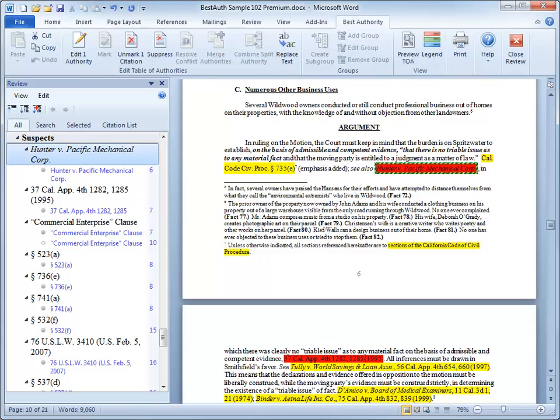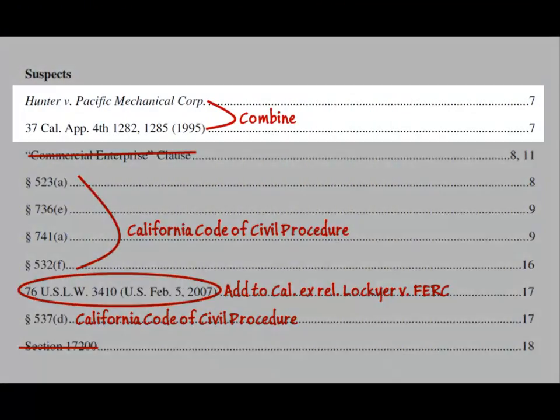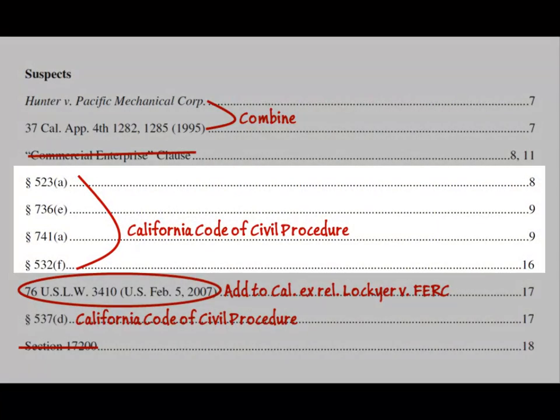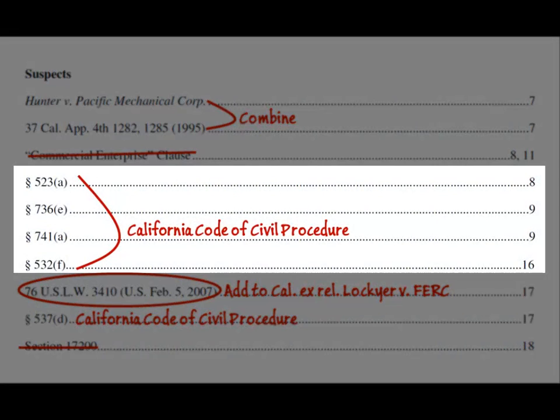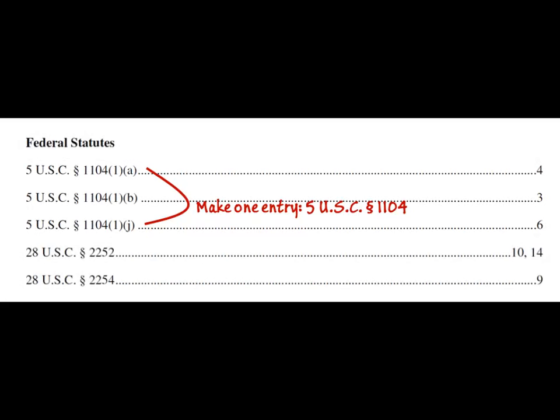For example, we'll learn what to do when a citation is fragmented into two suspects in the document and needs to be combined. There are multiple suspects which occur because the attorney has cited section numbers without explicitly naming the code every time. There are several subsections of a single authority cited, and the attorney wishes to have them combined in the TOA as one entry.